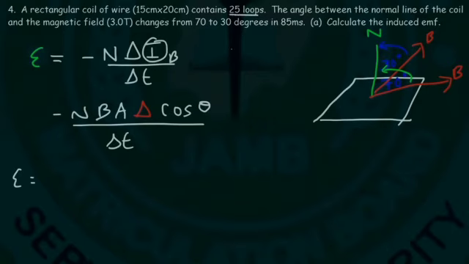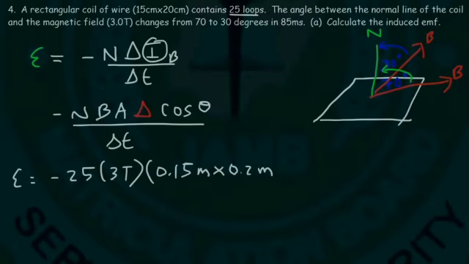N, the number of loops, is 25. The magnetic field B is 3 Tesla. The area, we need to convert centimeters to meters, so it's going to be 0.15 meters times 0.20 meters. We have a rectangular surface, so the area is simply the length times the width. 0.15 times 0.20.